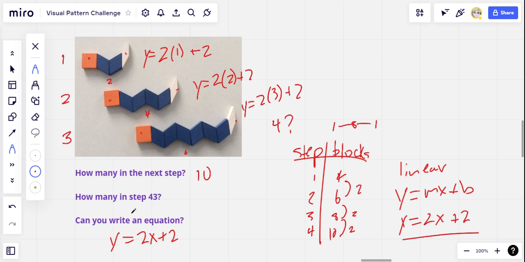And then to calculate the number in step 43, we're just going to plug 43 in for x in our equation. So y equals 2 times 43 plus 2. Let's see, 2 times 43 is 86, plus 2 is 88. So it looks like we should have 88 blocks in step 43. That's a pretty long snake.